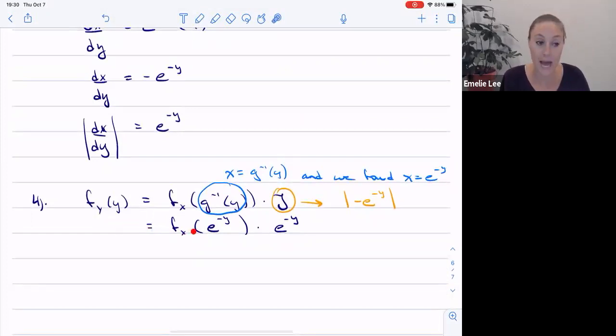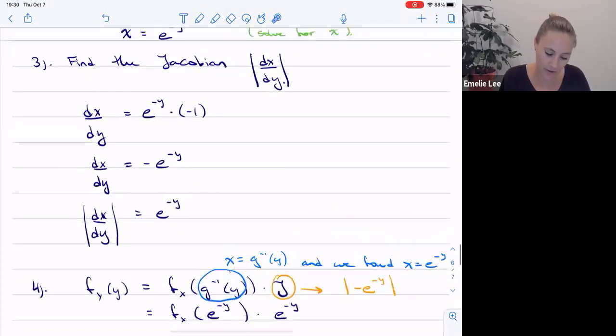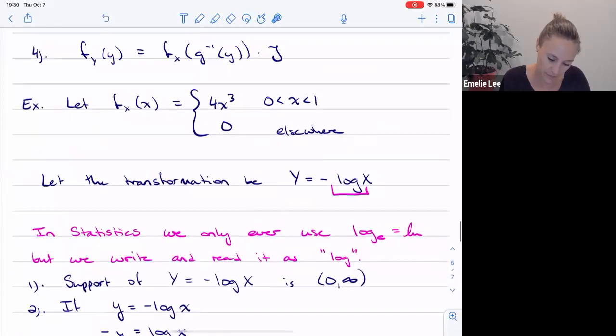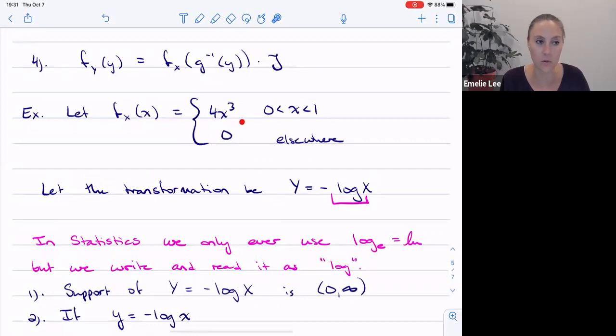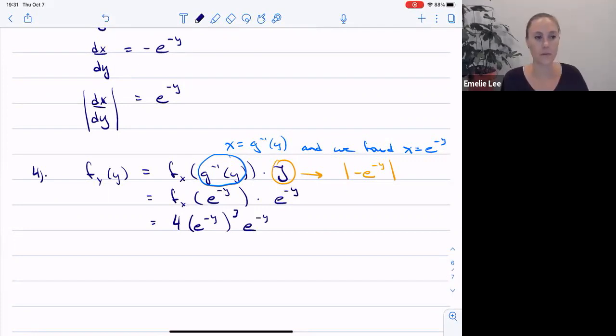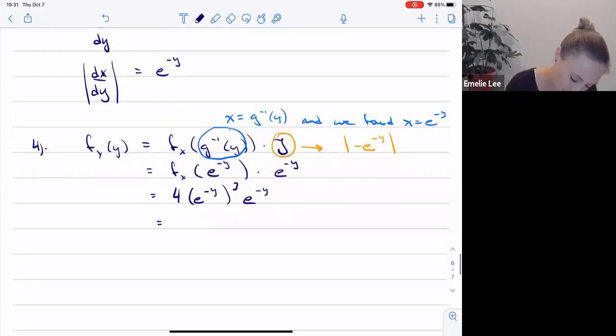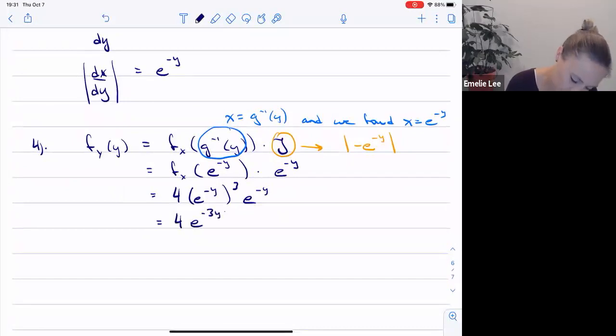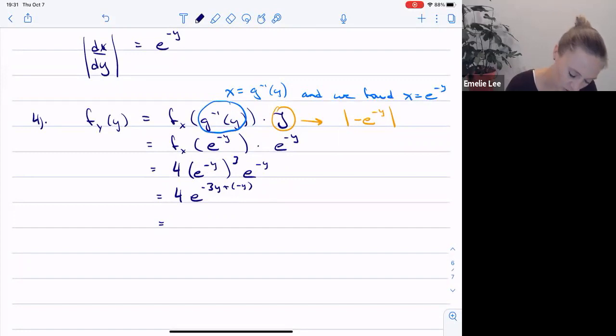Remember, we're trying to find the PDF of y, but we had the PDF of x. So the PDF of x was, where is it? Fx of x is 4x to the 3, for x between 0 and 1, but that's okay. So now this becomes 4 times x, which is e to the negative y, to the power of 3, times e to the negative y. So then this becomes 4e to the negative 3y plus negative y, exponents touching on everything today, which is going to be 4e to the negative 4y. Negative 3y minus y is negative 4y. Ta-da!